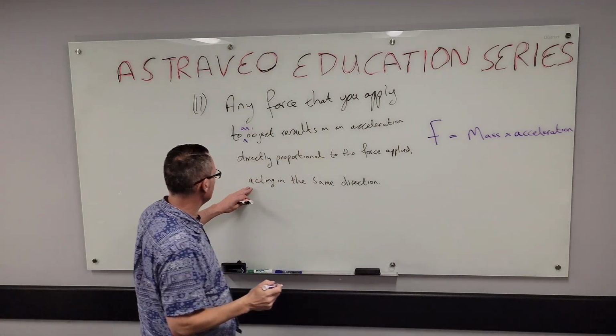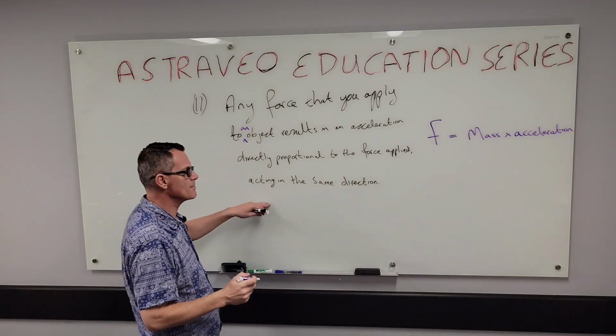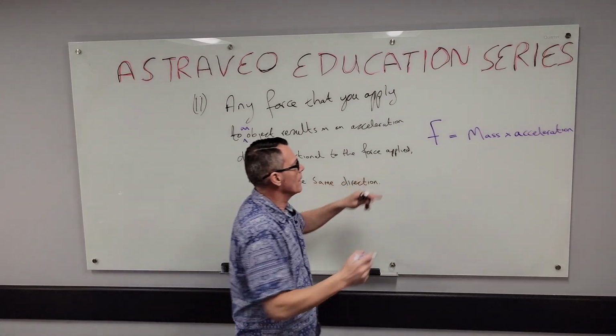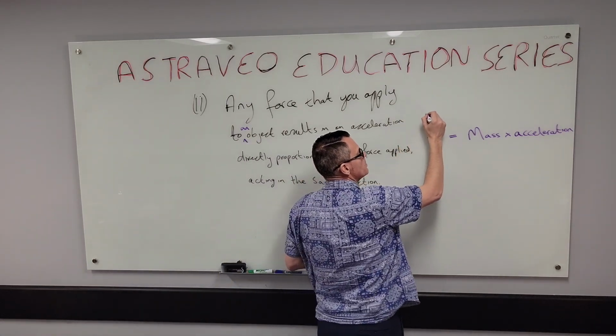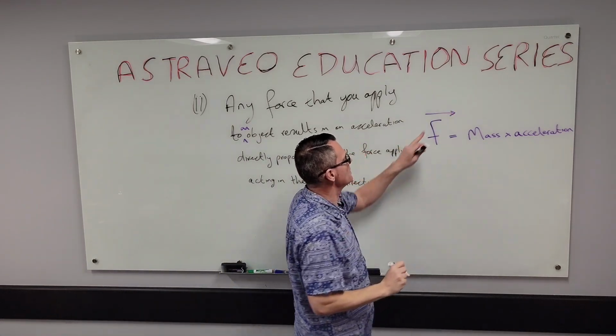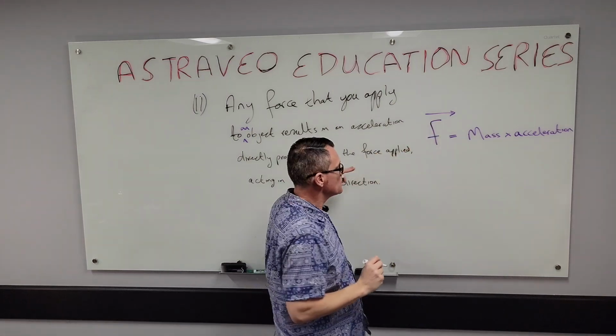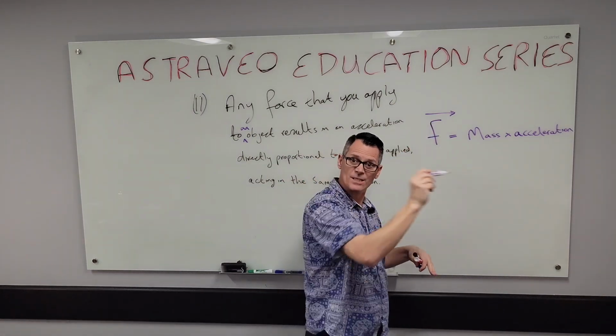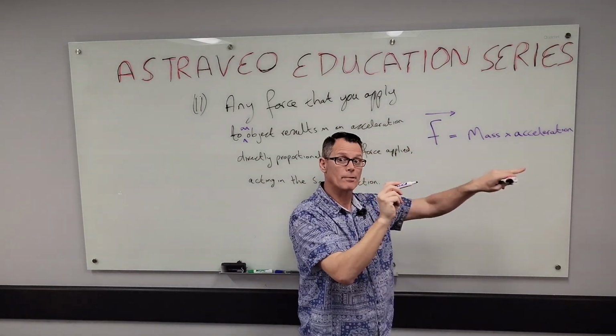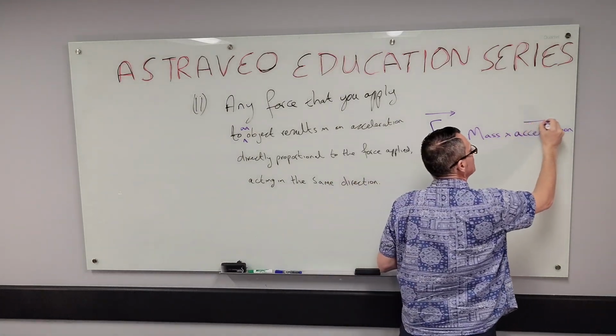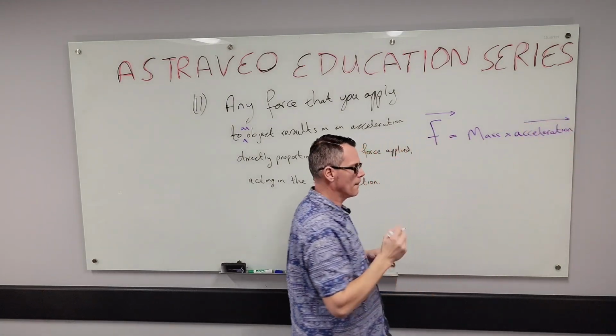Now, there's this special bit at the bottom here, acting in the same direction. These are vectors, so I'm going to do a special form here. I'm going to put this vector symbol with an arrow. So if I apply a force to an object this way, it's going to accelerate in that same direction. So I'm going to put my vector arrow that way as well.